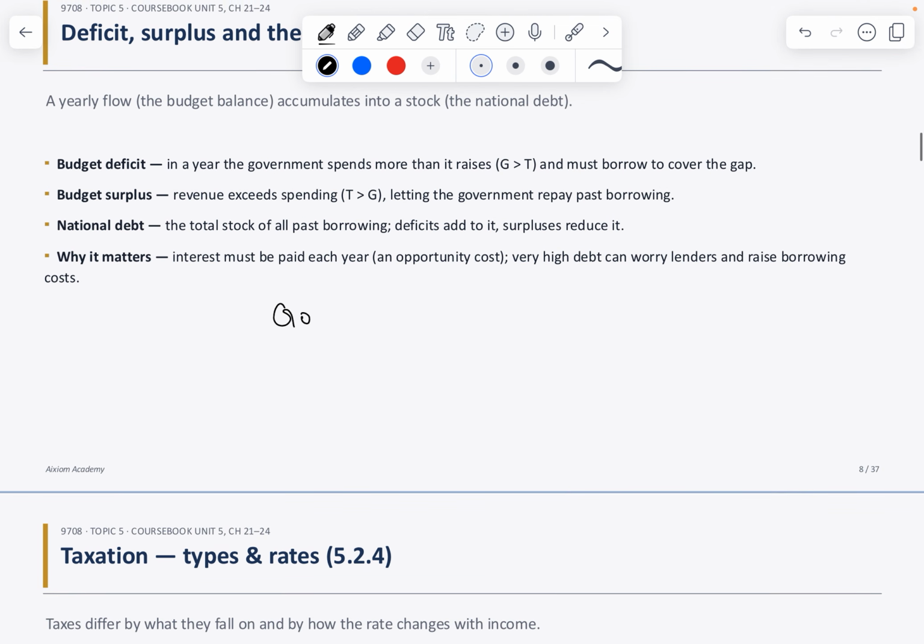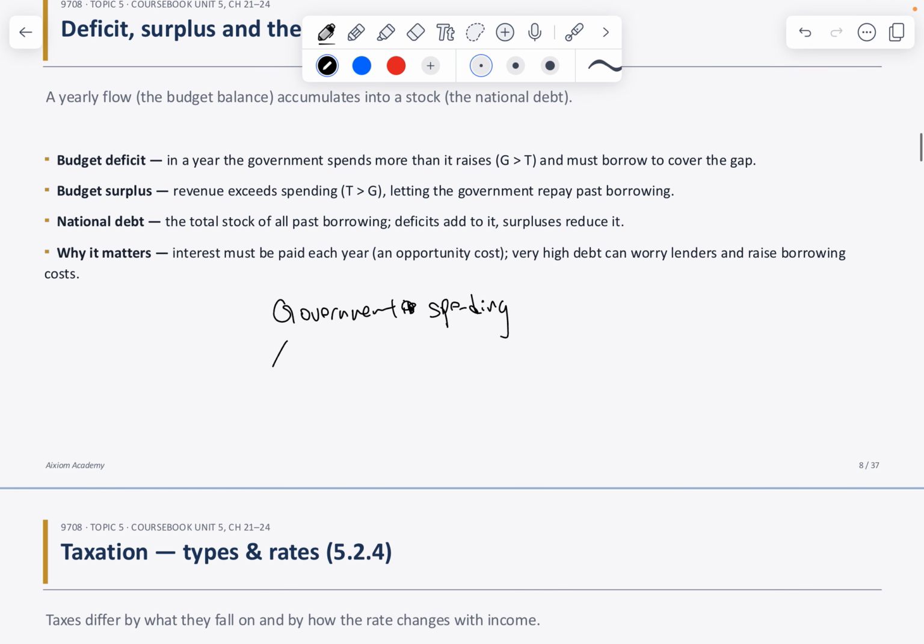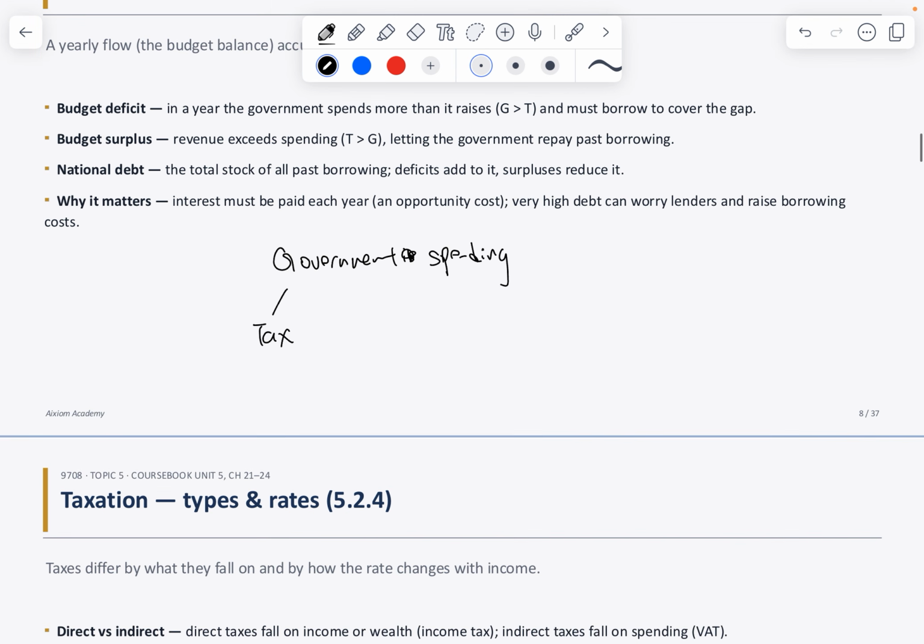So for government spending, you have a few sources, right? You can spend by collecting tax, you can borrow, or you can simply ask the central bank to print money, which we call the inflation tax.